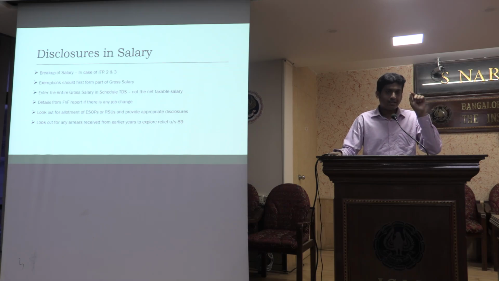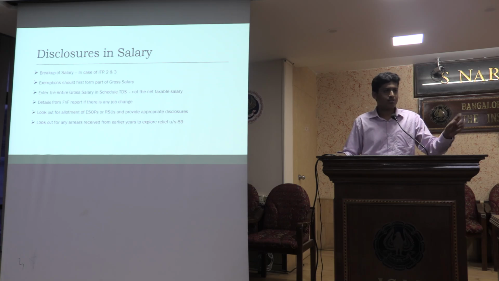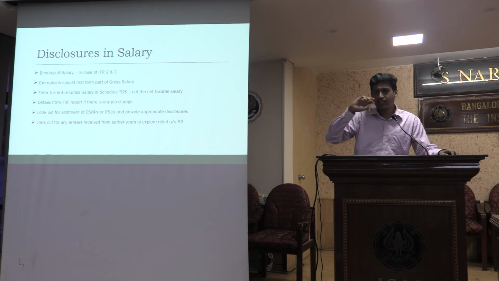So under 17(2), this allotment of ESOP and RSU at a concessional rate will be chargeable under the head perquisites under 17(2) clause 6. So always look out for any allotment of ESOPs and RSUs. Why I am stressing this point is that if there is an allotment of ESOPs and RSUs pertaining to a foreign company listed in a country other than India, we also need to disclose the holdings as on 31st December in Schedule FA. We will discuss that in detail later.